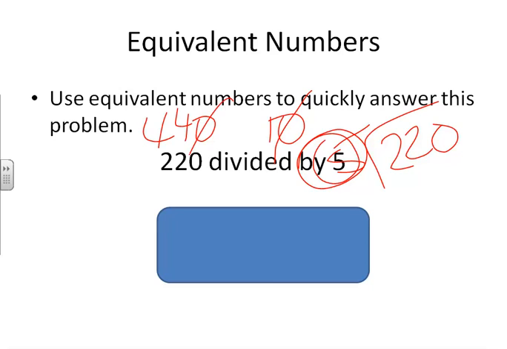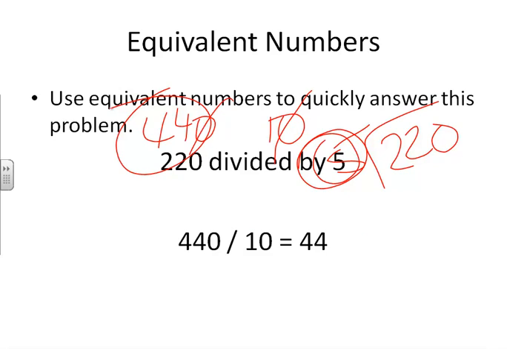Take out our 0s. What's our answer? 44. How fast was that? Slam, bam, snap. That was easy. 5 goes into 220 44 times. Just by doing equivalence, taking and making it easier. Knowing that if we double everything, make that 5 a 10, then our math can become much, much easier.